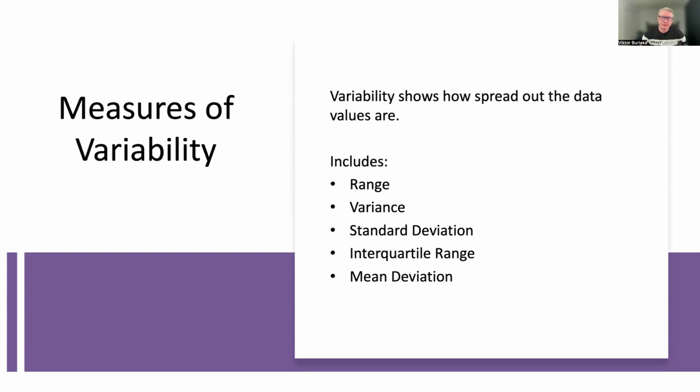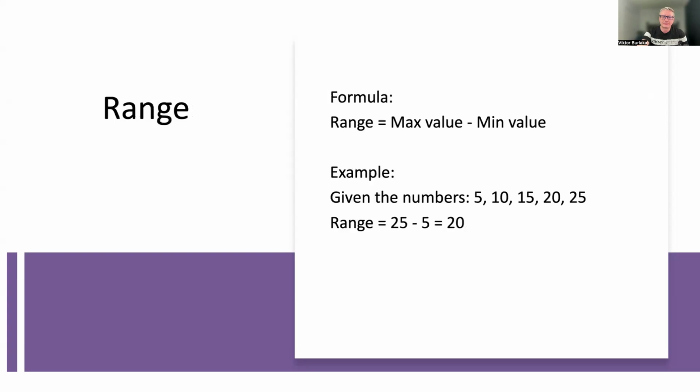Measures of variability help us understand the spread of the data. A data set where all values are close together has low variability, while a data set with values spread far apart has high variability. The key measures of variability include range, variance, standard deviation, interquartile range, and mean deviation. These measures help us assess data consistency and reliability.